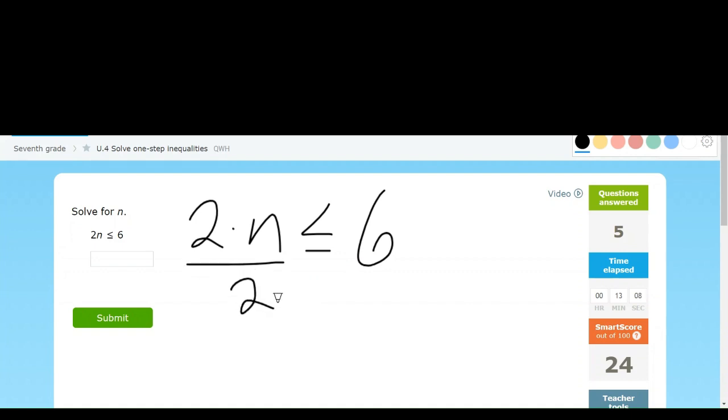But you must remember, what we do to one side of the inequality, we must do to the other side as well. To divide by 2 cancels out to be 1. 6 divided by 2 is 3, so we're left with n is less than or equal to 3.